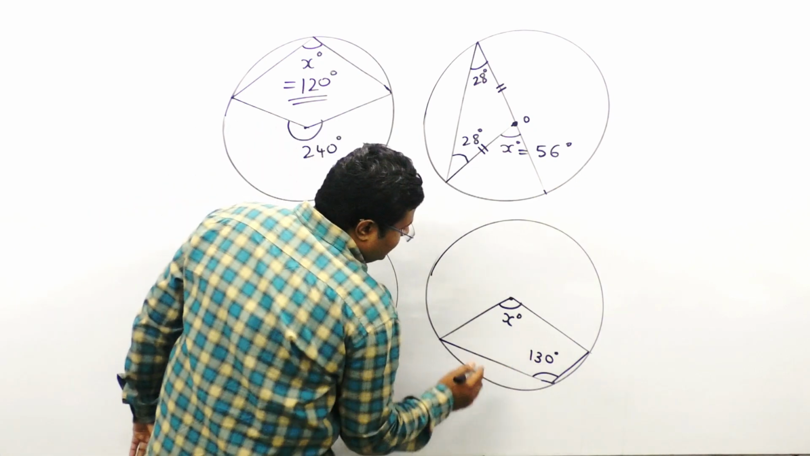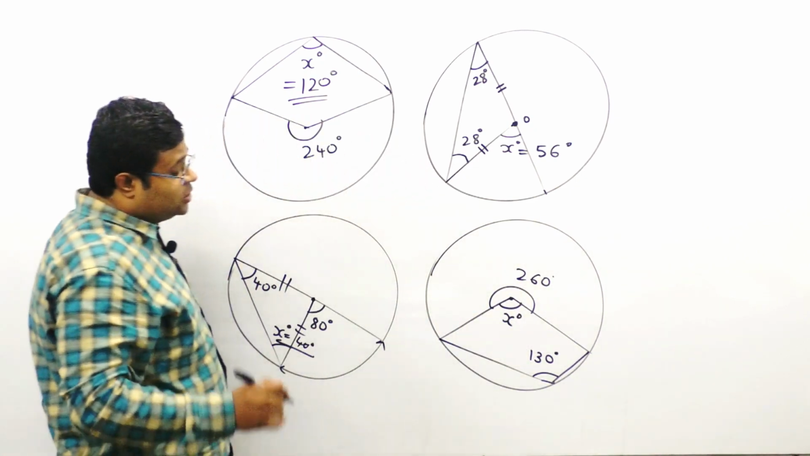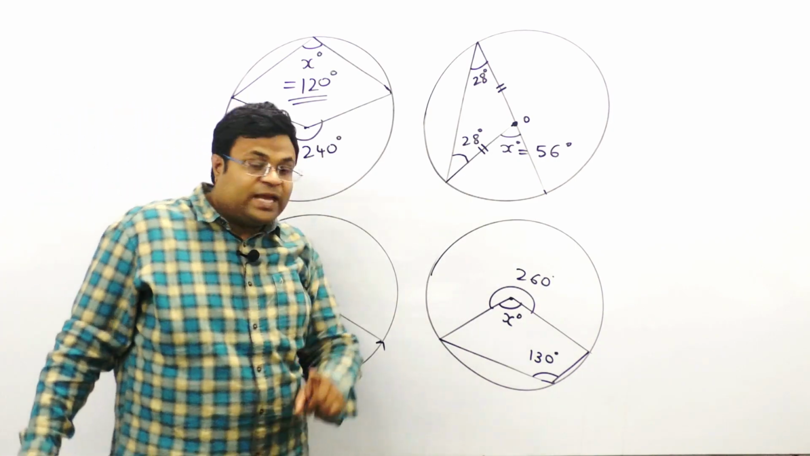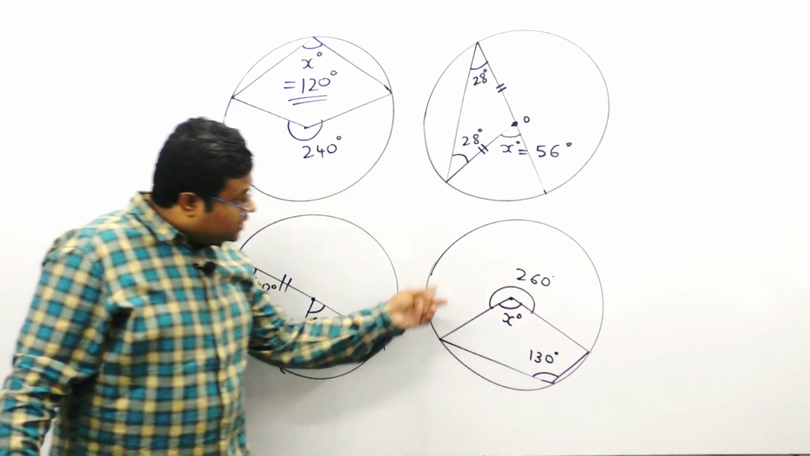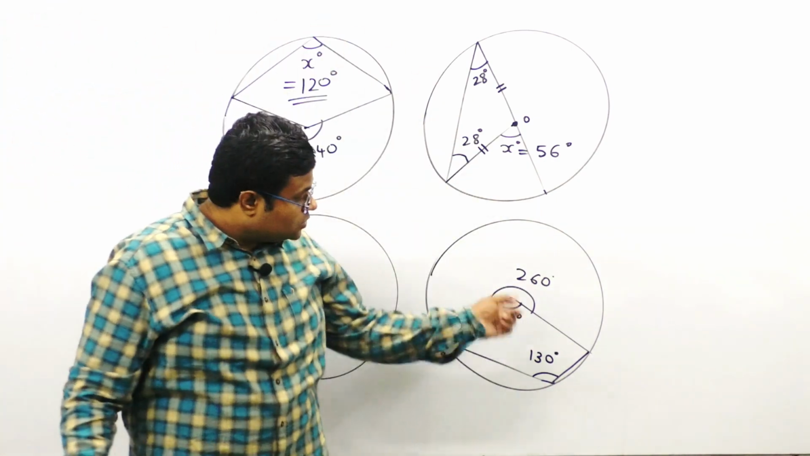Now since this is 130, this whole thing will be 260. See, nobody should mark x as 260. X will not be 260. This whole thing will be 260. And angle around a point. So this will be what?